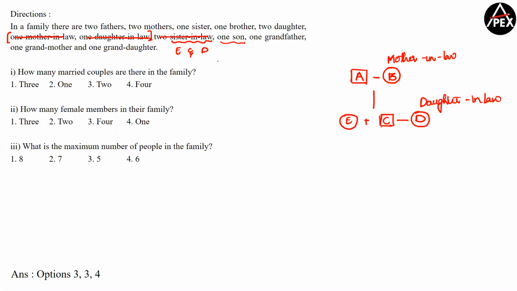One son. So we already have C who is son of A and B, so we already have one son in this family tree. One sister, we have E being a sister of C, so we have one sister in this family tree. And C is a brother of E, so we have one brother in this family tree also.